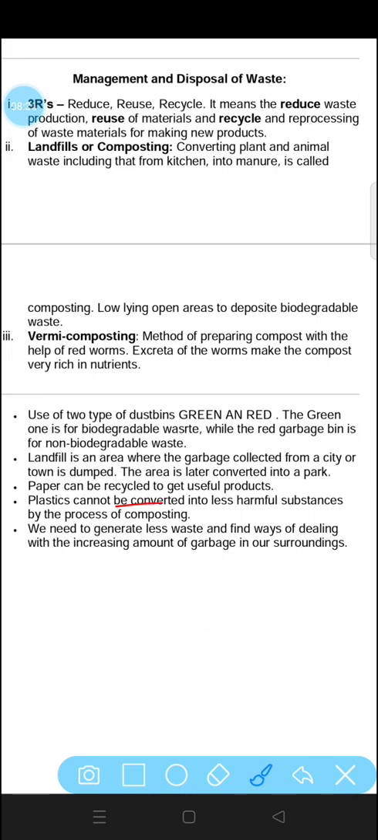Plastics cannot be converted into less harmful substances. Plastic we cannot convert into a less harmful substance, but we can do one thing: we can send it for recycling. We need to generate less waste and find ways of dealing with the increasing amount of garbage in our surroundings. A lot of garbage is being produced by us on a daily basis. So we should think that we should produce as little garbage as we can. So this is what we can do for our nature so that we do not harm nature.